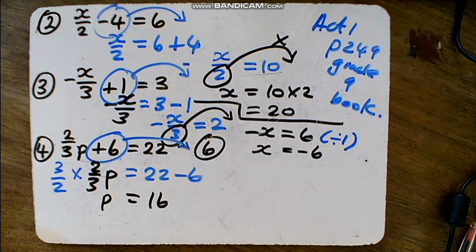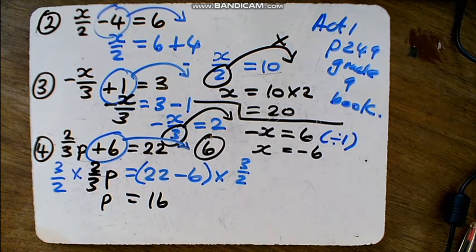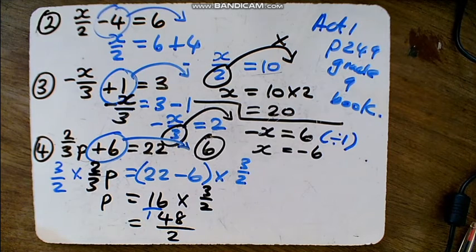Right? So because I multiplied the left by 3 over 2, what will I do to the right? Also multiply it by 3 over 2. So my answer has to be 16 times 3 over 2. So we have 16 over 1 times 3 over 2. 16 times 3 is 48. 1 times 2 is 2. Can we simplify that? 48 divided by 2 will give us 24.